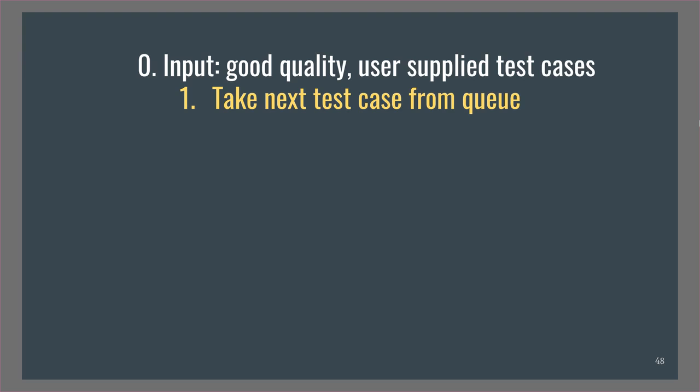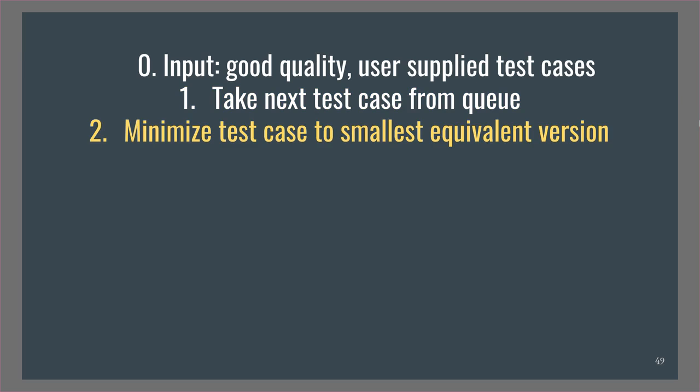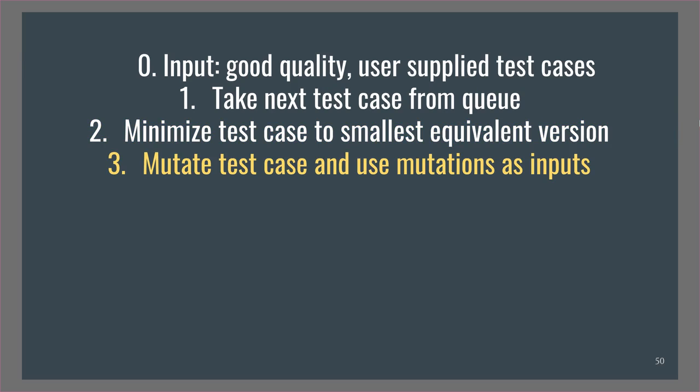Now the fuzzer takes the first input in its set of seed test cases, and it minimizes that test case to the smallest version that doesn't cause a change in program behavior. This makes future errors easier to triage since there's fundamentally less content that could be causing the crash. Then it mutates the minimized test case multiple times.